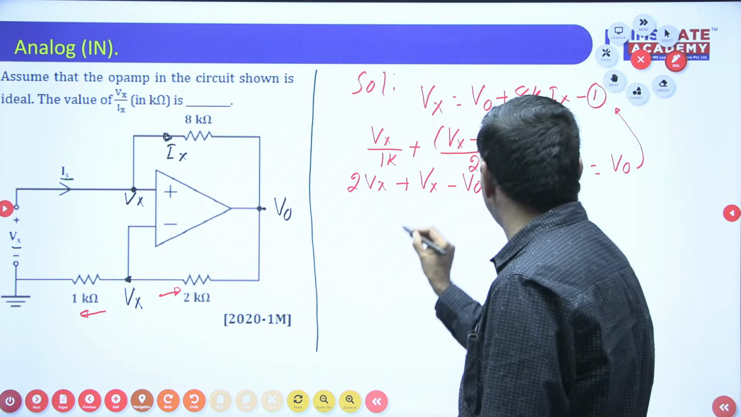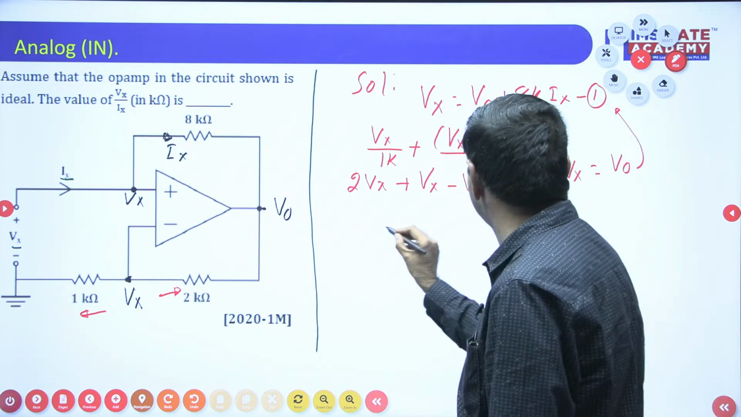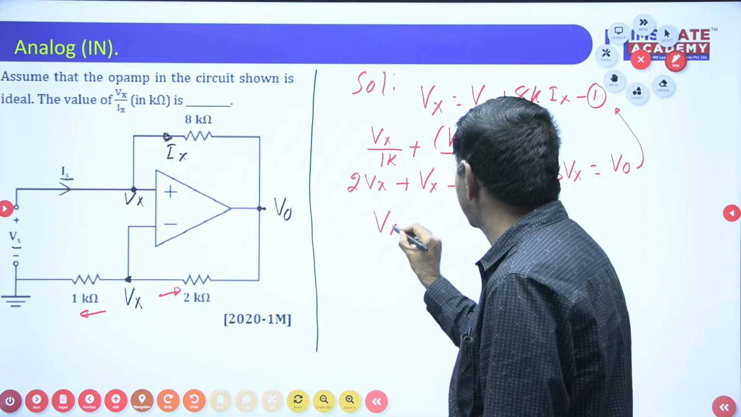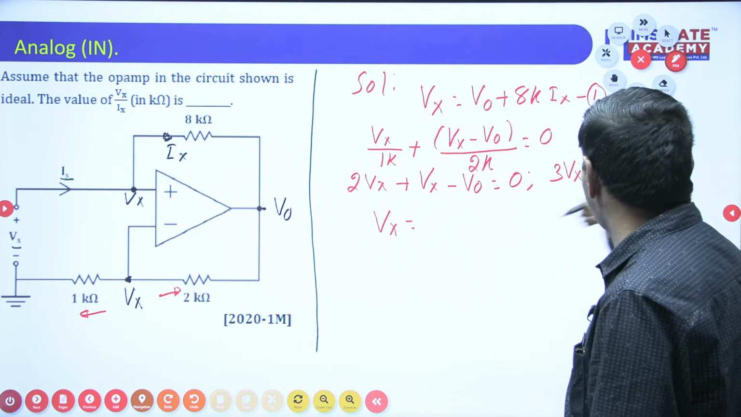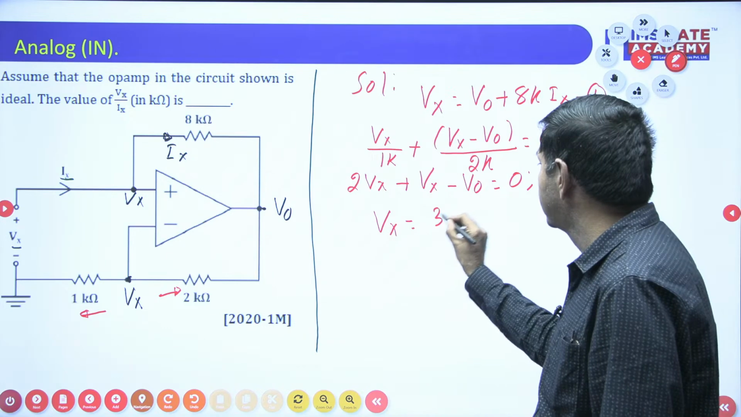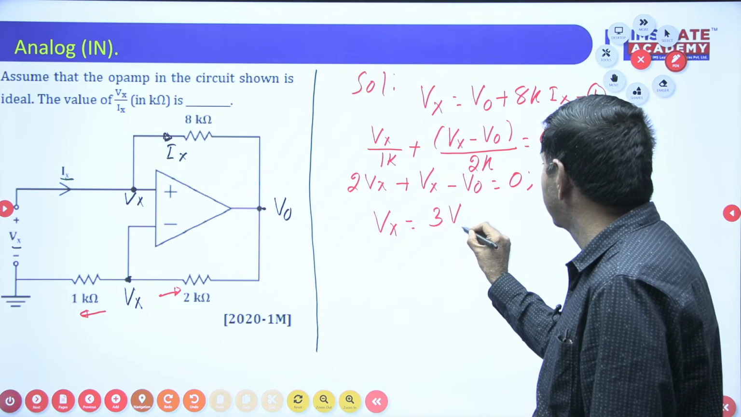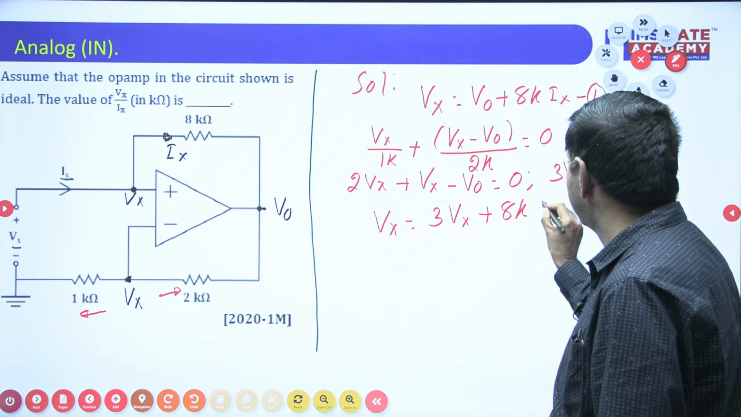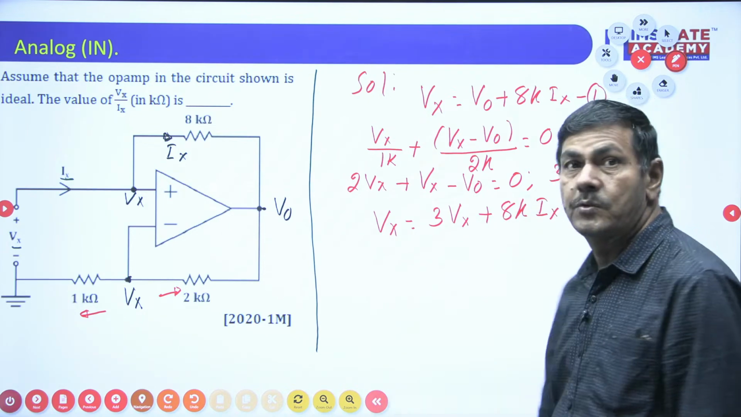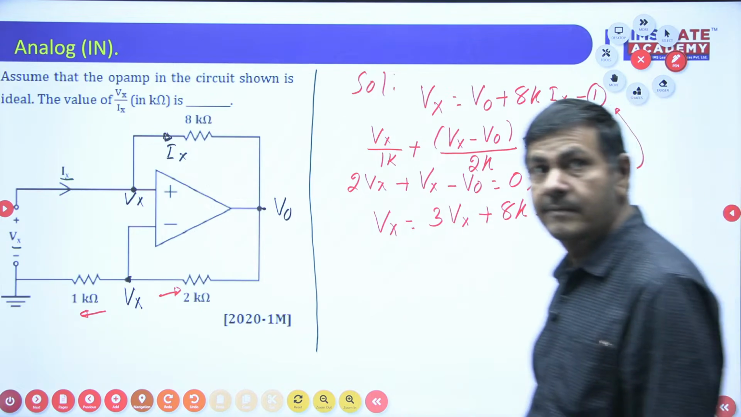Vx is what I want to find here now. Substitute in equation number 1: Vx equal to V naught. V naught is nothing but 3Vx, I got, plus 8K into Ix. That value we got now.